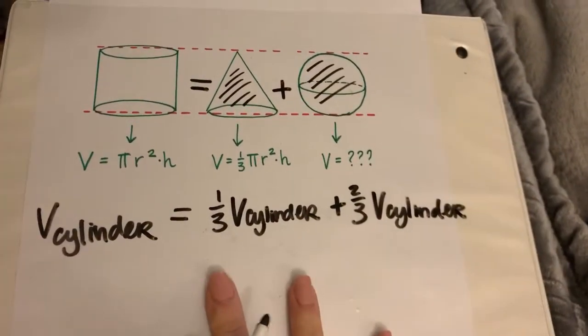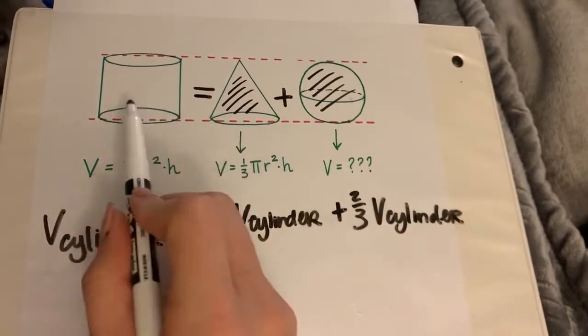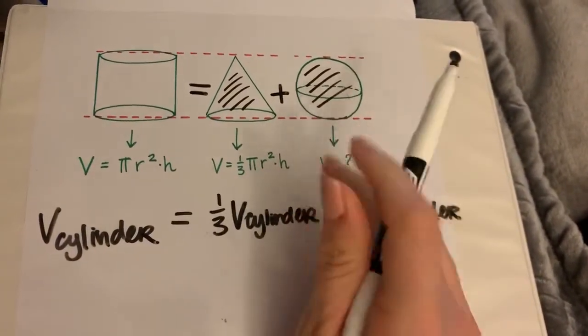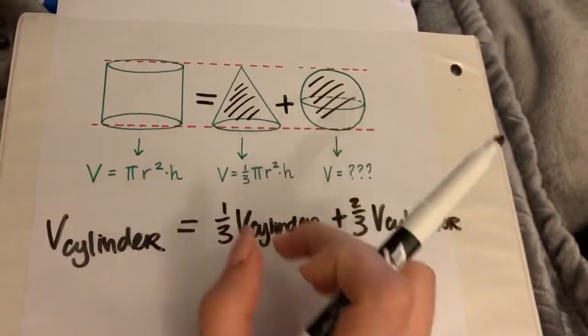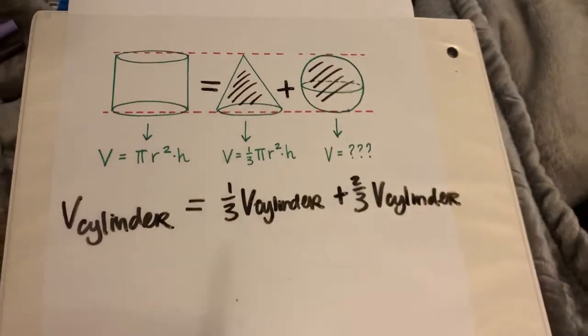So that's the first main idea, that a cone, it takes 3 of them to make up a cylinder. It's 1/3 the volume of a cylinder. But a sphere actually is worth 2 cones, or it's 2/3 the volume of a cylinder. So first idea there, okay?